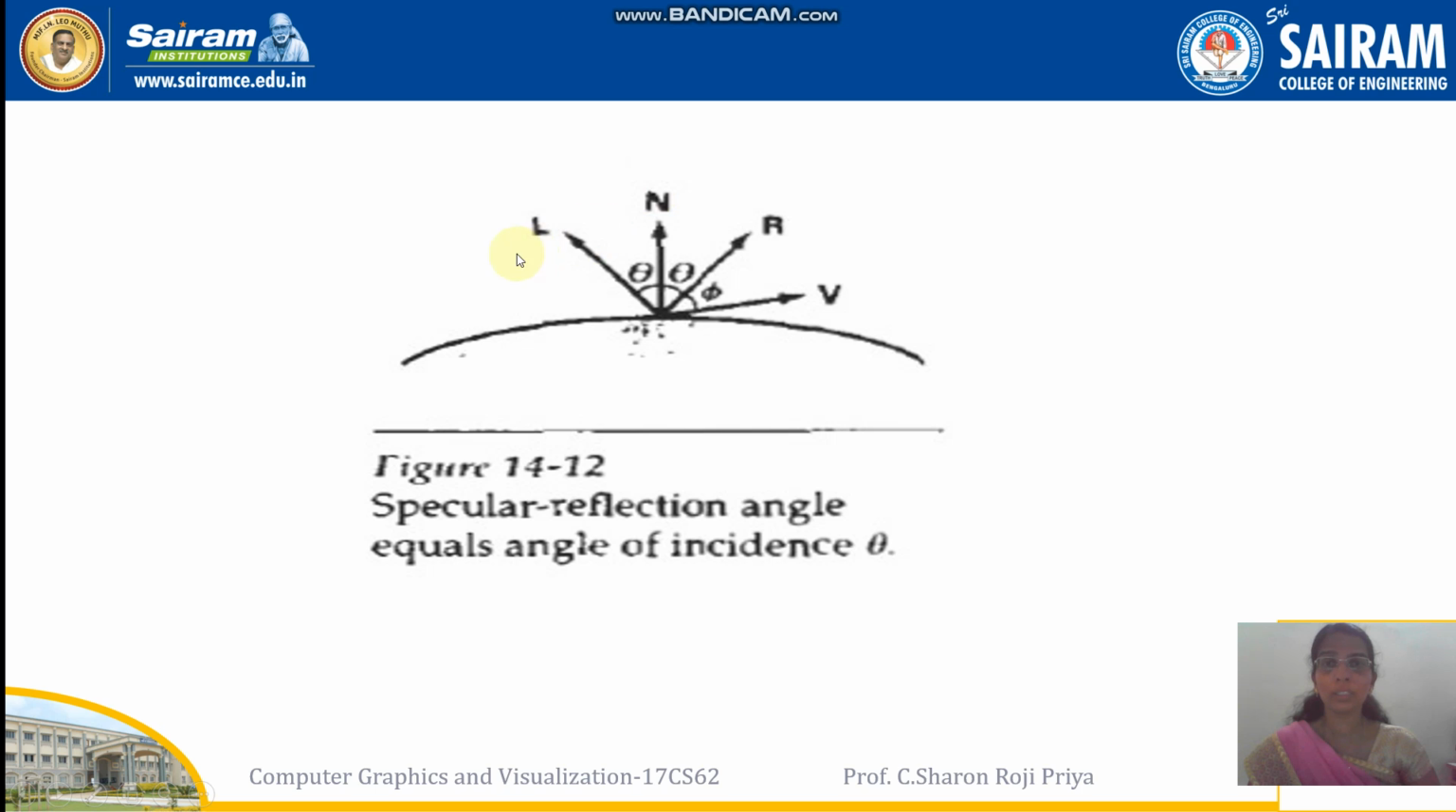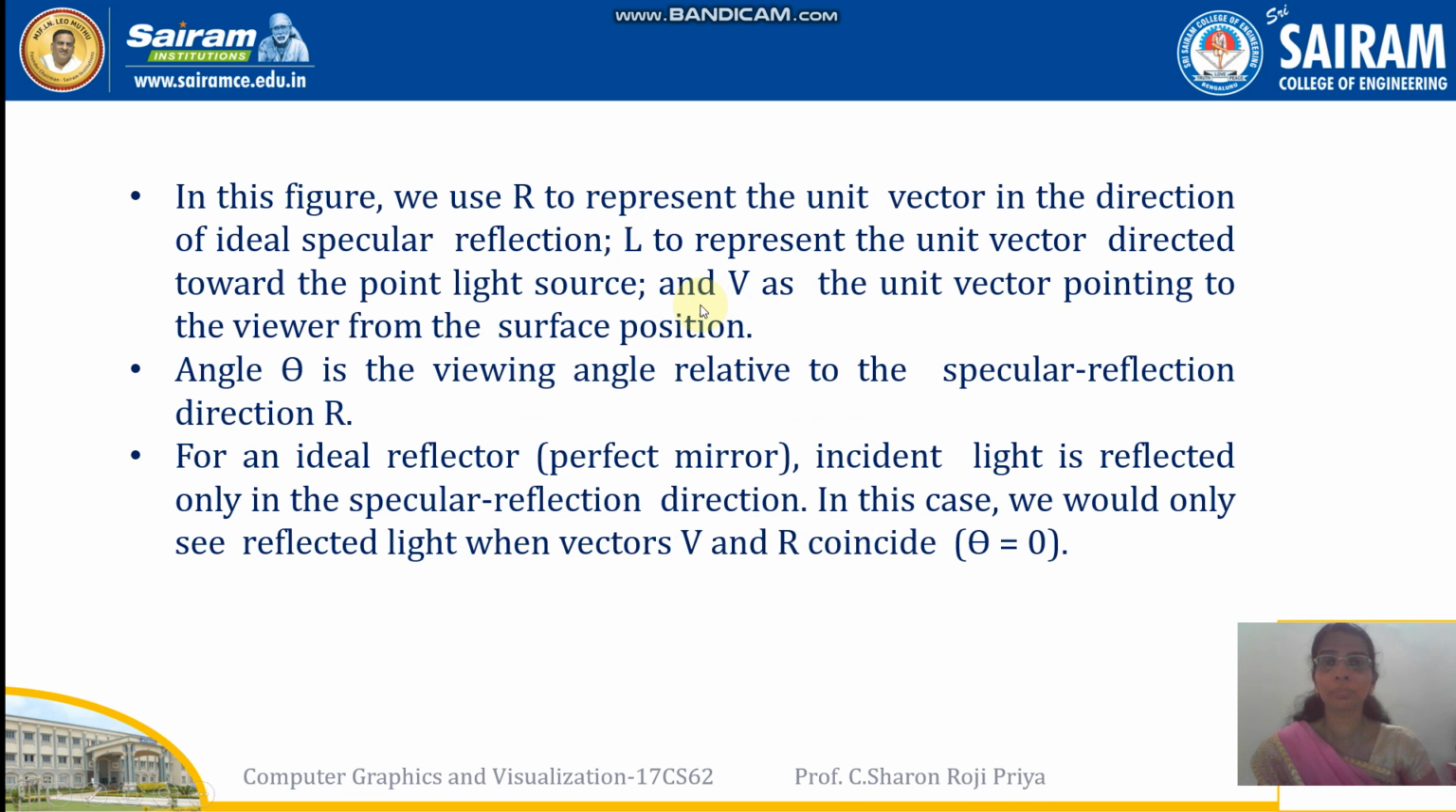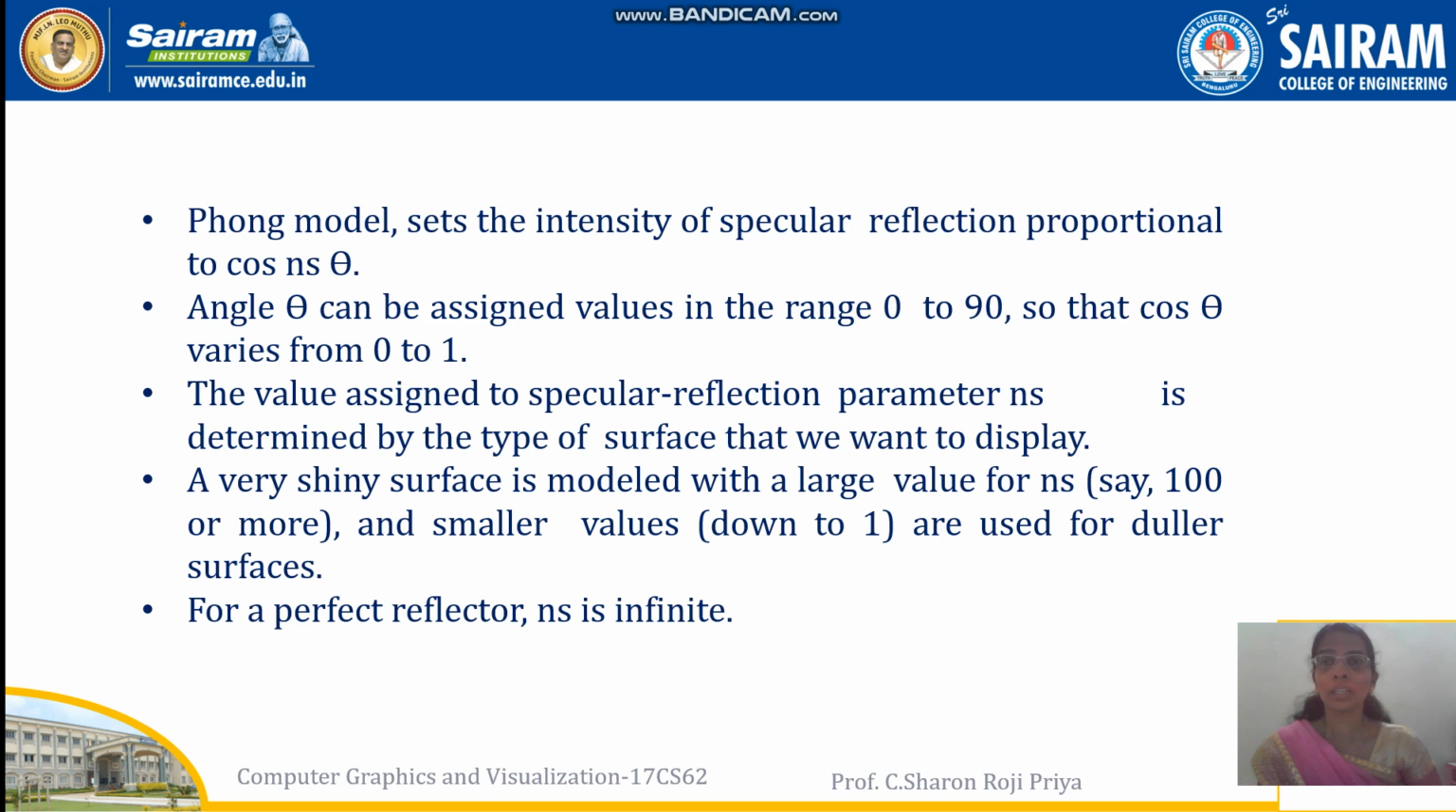It has four vectors. L is the light source, N is the normal vector to the surface, R is the reflected light and V is the direction of view. And theta is the viewing angle relative to the specular reflection direction R. To find the intensity of specular reflection, we use the Phong model. This Phong model sets the intensity of specular reflection proportional to cos^ns phi.